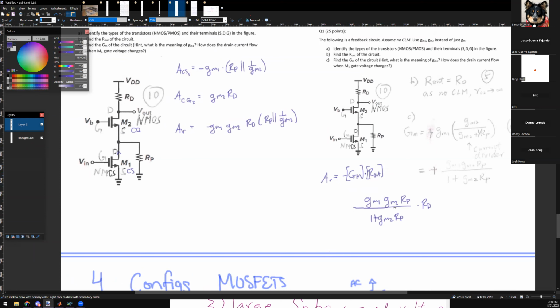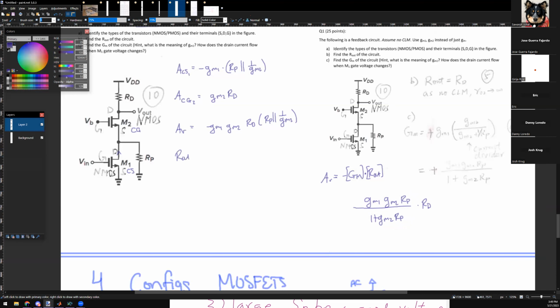Okay, let's see. We have GM1, GM2, RD, GM1, GM2, RD. So I just need to prove that this is equal to this, which it is, because RP times 1 over GM2. Yeah, the two answers are equivalent. I would go your way and then divide it by RD to find the GM, technically.